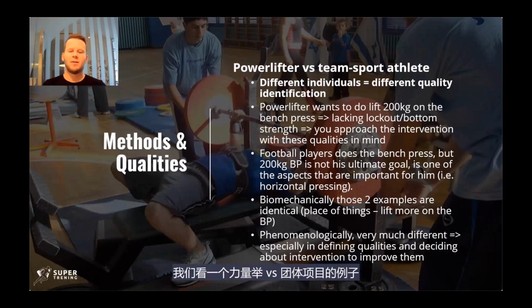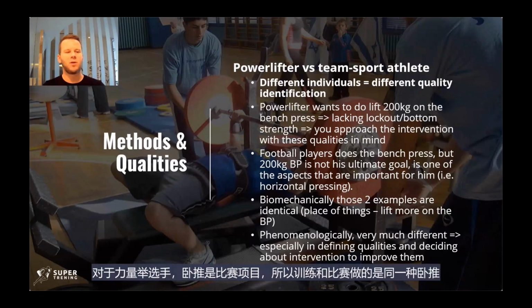I will talk a little bit about a certain example of a powerlifter against a team sport athlete. Basically, different individuals means different quality identifications. If we take an example of a bench press, for a powerlifter it is his competitive exercise, or his competitive lift. So that means that if he's bench pressing in training, he will be bench pressing in the competition as well.